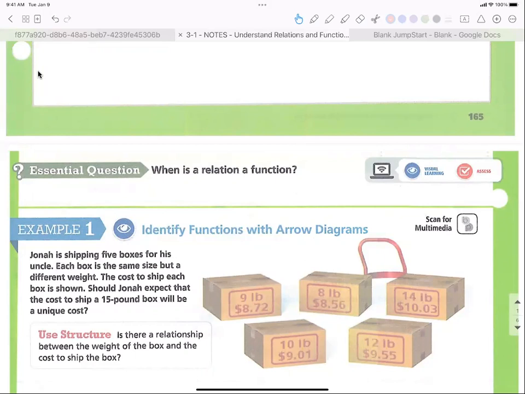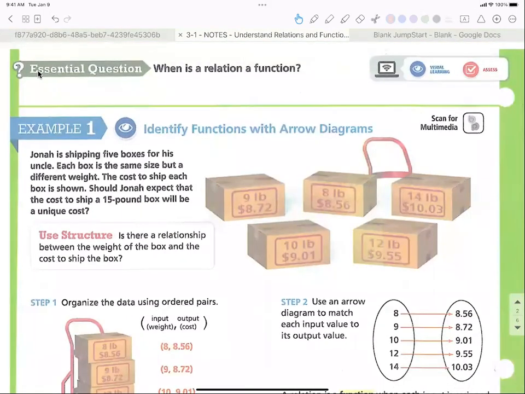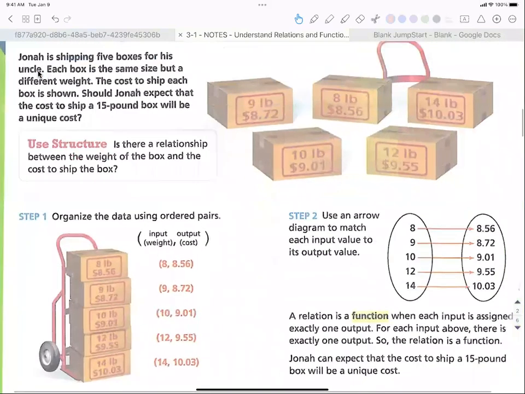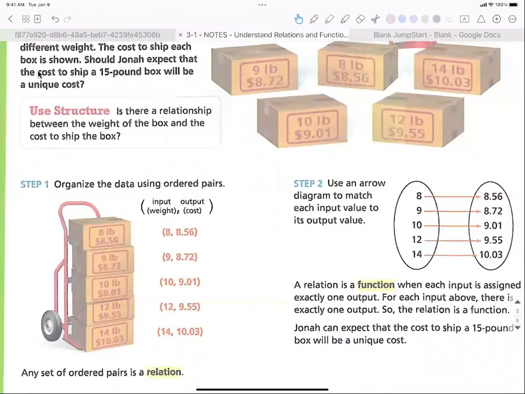So, all right. If you look at these boxes, let's say you're going to the post office, right? And you've got a box that weighs 8 pounds, 9 pounds, 10 pounds, 14, 12 pounds. Does it make sense that they would all be different amounts to ship? That makes sense in a worldly example. And so what they've done here is they've taken those boxes and put them as ordered pairs. So this means that an 8-pound box would cost $8.56, a 9-pound box, a 10-pound box, and so on.